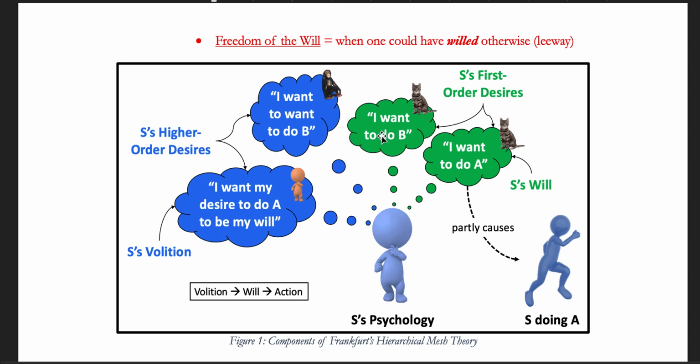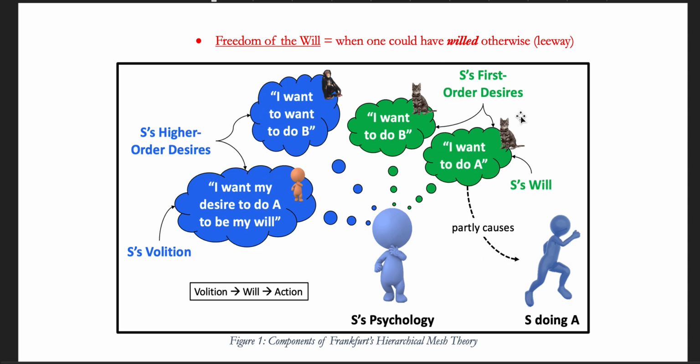They want to do A, but they also want to do B. And let's pretend they can't do both A and B. So these are first order desires. I want to do B. I want to do A. But the first order desire that actually helps cause them to do that thing, that's the will. Your will is your effective desires.